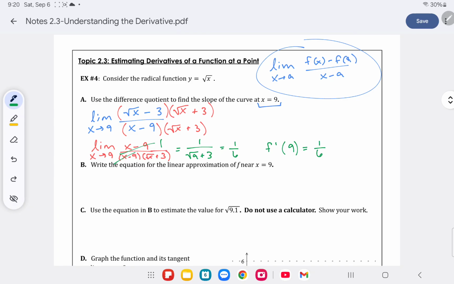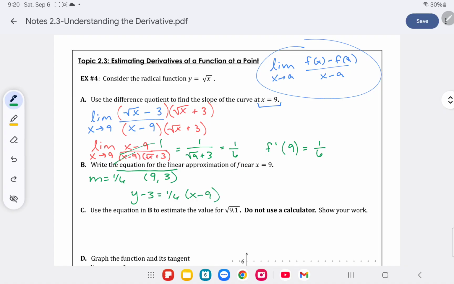Write the equation for the linear approximation of f near x equals 9. So equation of the line, focus on that part. We've got the slope, which we now know is 1/6 at x equals 9. Now we need the point at x equals 9. When we plug that into the function, square root of 9 is 3. And so our linear approximation, or the equation of the line there, is y minus 3 equals 1/6 times x minus 9.